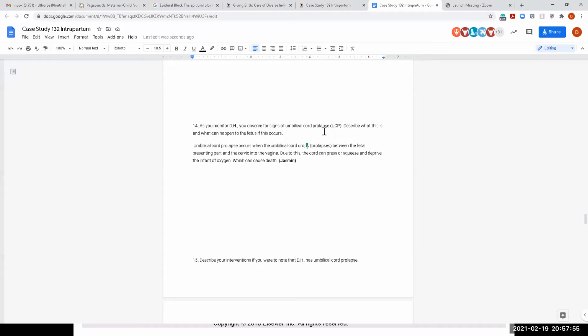As you monitor DH, you observe the signs of umbilical cord prolapse. Describe what can happen to this fetus. So Jasmine, you said it's when the cord drops between the fetal presenting part and the cervix, good, into the vagina. Due to this, the cord can compress and squeeze and deprive the infant of oxygen, which can cause death. Correct.